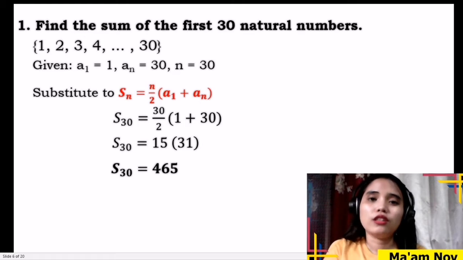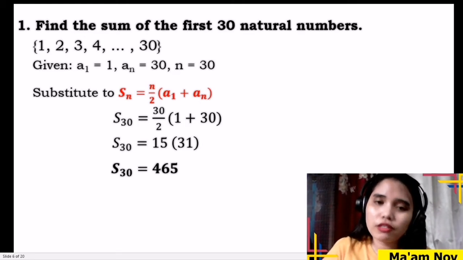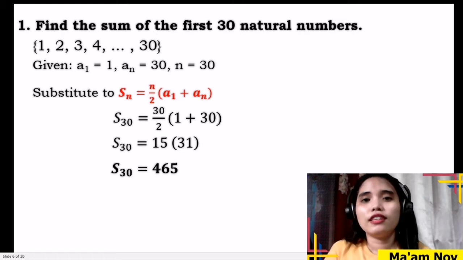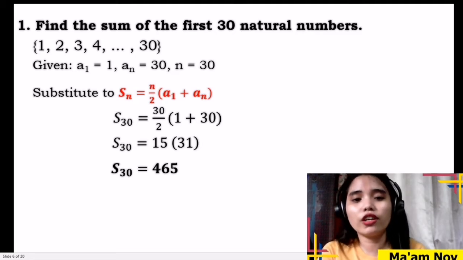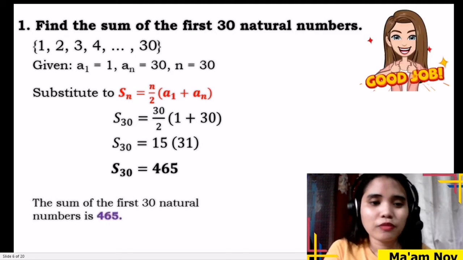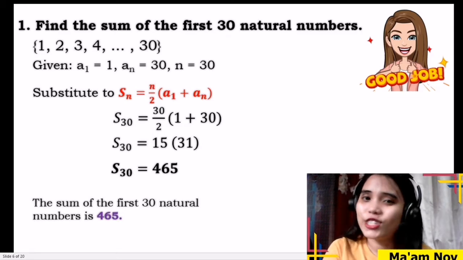So imagine, if you try to compute 1 plus 2 plus 3 plus 4 plus 5 until plus 30. Okay. Diba? Mas madali kung may formula. So we have S sub 30 equals 465. The sum of the first 30 natural numbers is 465.